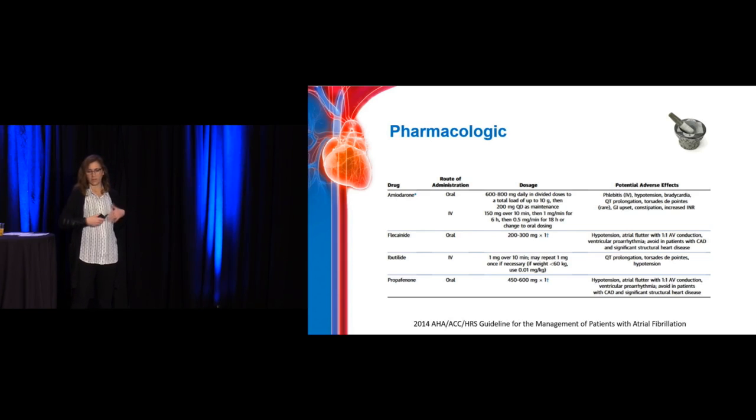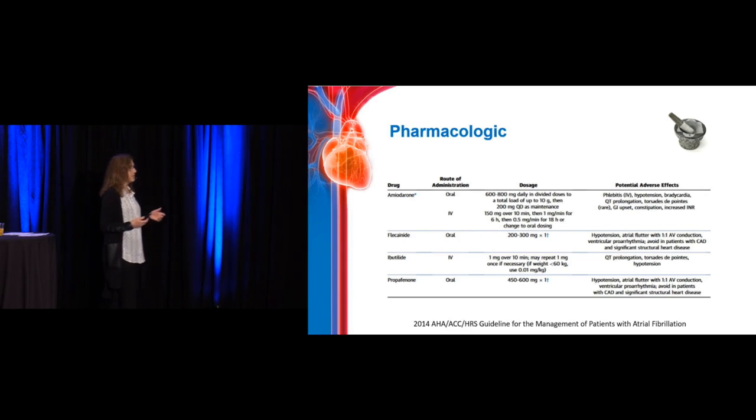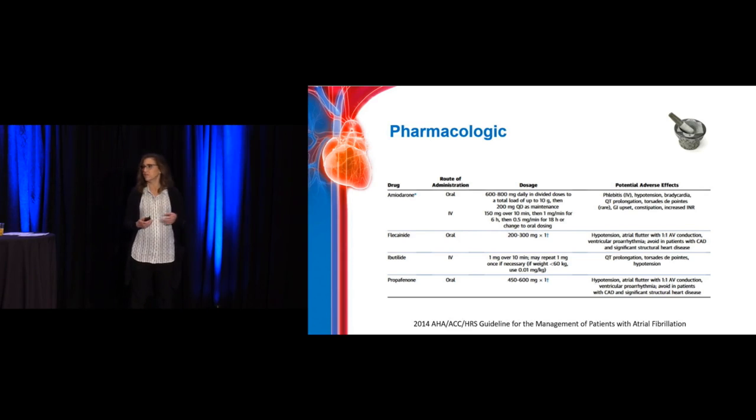A lot of them you can see they cause hypotension. They can cause other tachydysrhythmias like flutter with one-to-one conduction. Like anything else, if you know about them, you're prepared to deal with it. But these are the 4 you're generally going to be using in the emergency department if you're going to be using them at all. Flecainide, ibutilide, and propafenone.